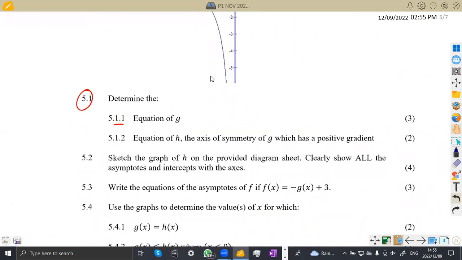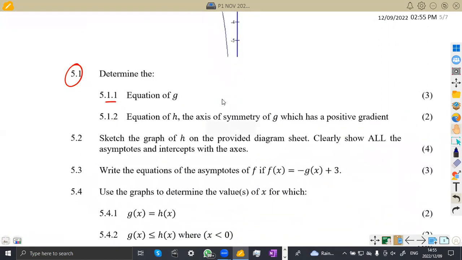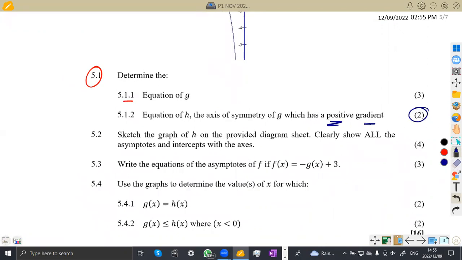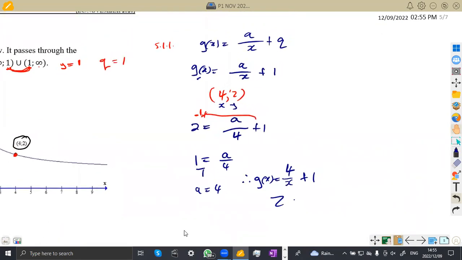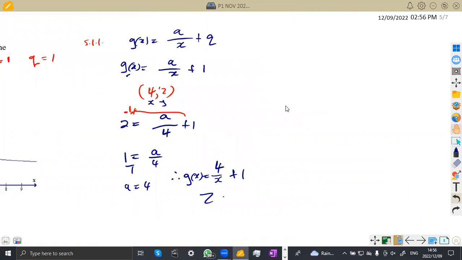Later on, we are now given to find the equation of h, the axis of symmetry of g, which has a positive gradient. This is the most important part. What you need to understand is that when you are dealing with the axis of symmetry, the first thing is that it passes through the asymptote. That is what you need to know.